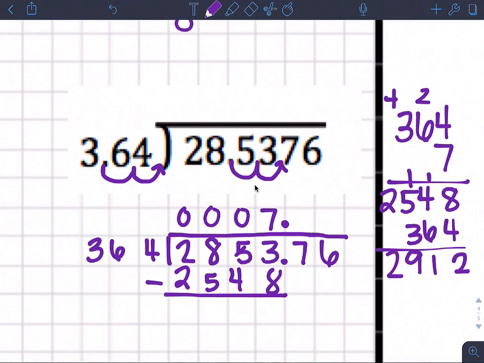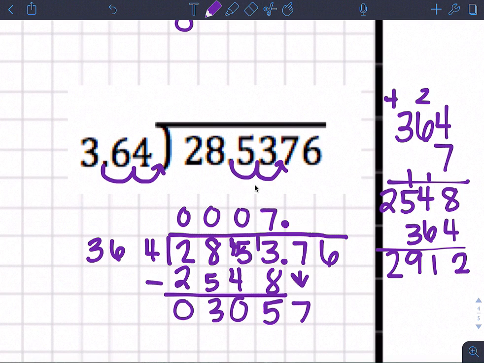Now I'm going to subtract. I can't subtract that one, so I'm going to borrow. 13 minus 8 is 5. 4 minus 4 is 0. 8 minus 5 is 3. 2 minus 2 is 0. Alright. Now I'm going to bring down my 7. Does 364 go into 3,057? Yes, it does.